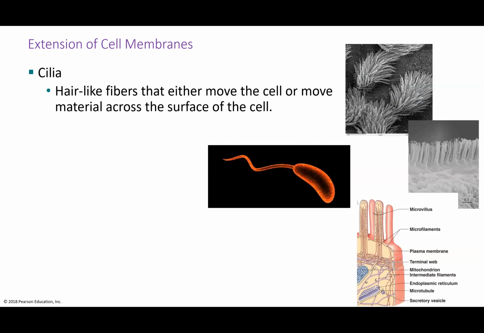So one of the places you would find cilia would be in the respiratory tract, and they beat back and forth and move the mucus up and out of the respiratory tract. You would also find them lining the fallopian tubes, and they would help move the ovulated egg towards the uterus.